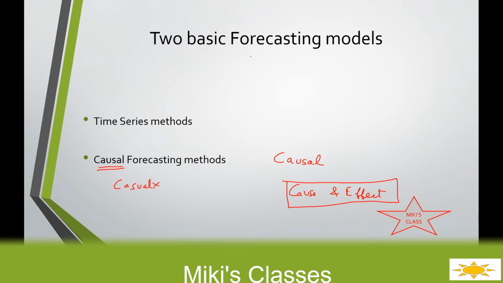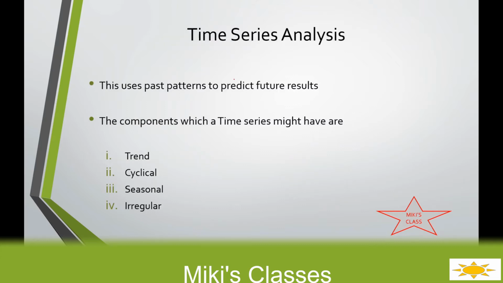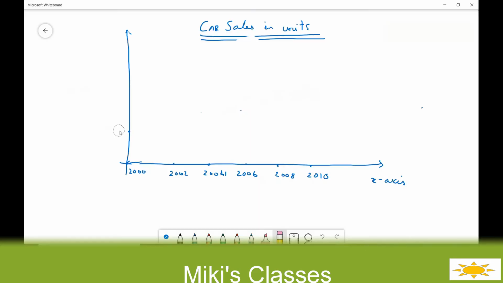But basically, there can be two forms of forecasting. One is the time series method, one is causal forecasting. Within that, there are different methods which are used. Okay, let's progress. Time series analysis uses past patterns to predict future results. So what is time series analysis? It uses past patterns to predict the future. And what does that mean? Let us go to an example to understand a little better.